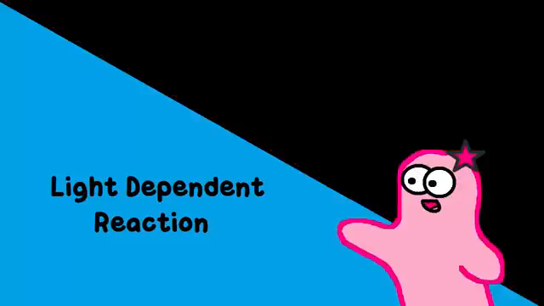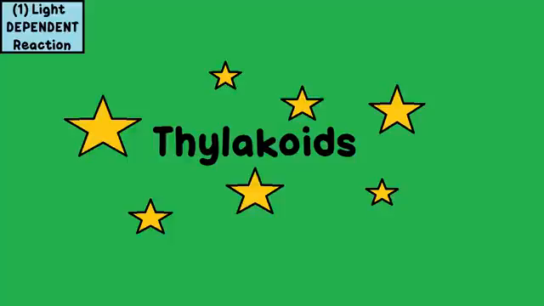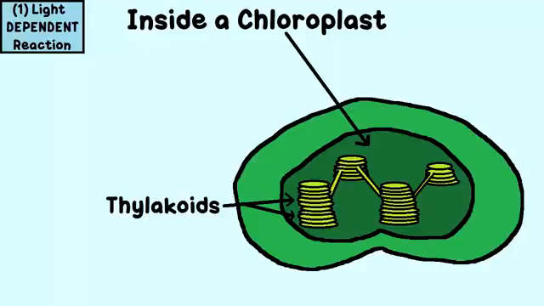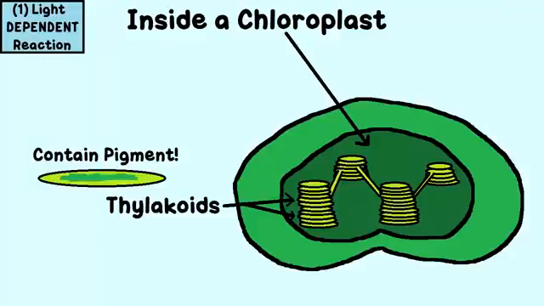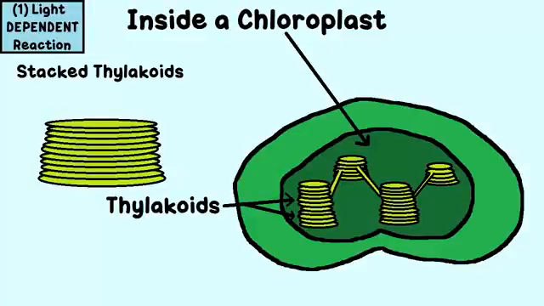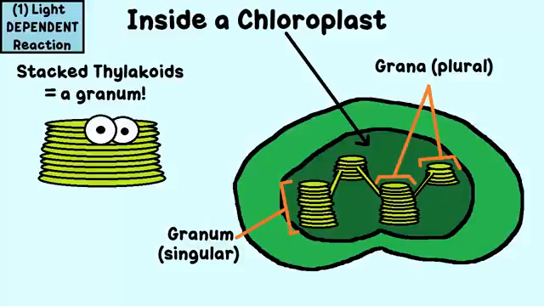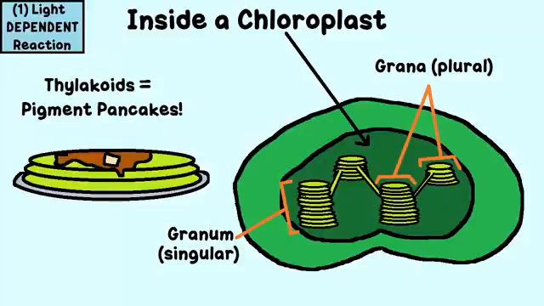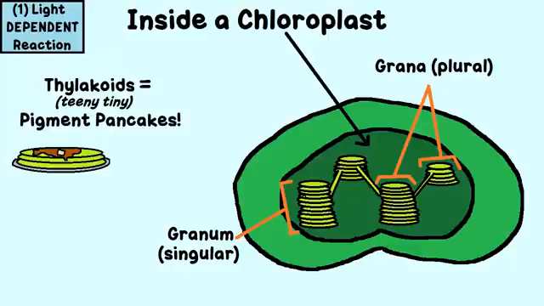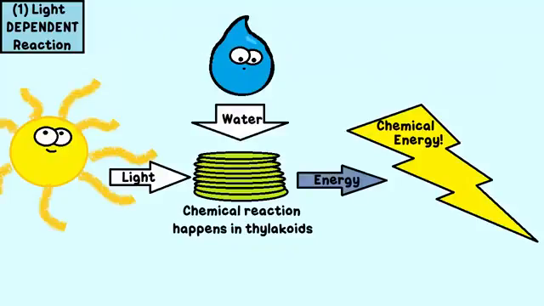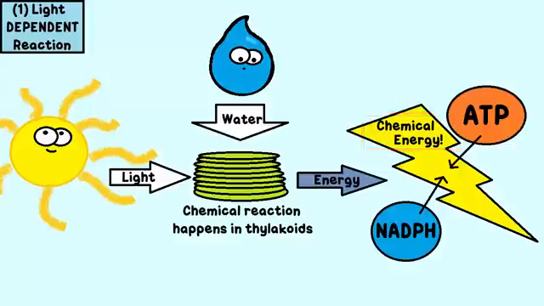The light-dependent reaction happens in thylakoids. What are thylakoids? Well, they're little compartments in the chloroplast, and they contain the pigment. They tend to be nicely stacked. As a collective stack, we call it a granum. The best way to describe a granum is that it looks like a stack of green pancakes. Very, very small green pancakes. In the light-dependent reaction, light is converted by means of a complex process that involves multiple photosystems into chemical energy. By chemical energy, I mean ATP, we've mentioned that before, that's energy, and NADPH. We'll get to that later.